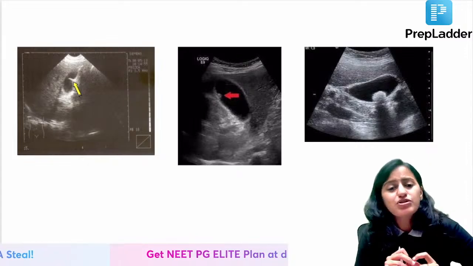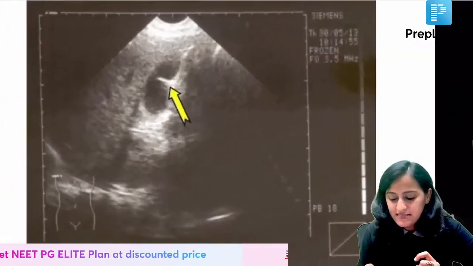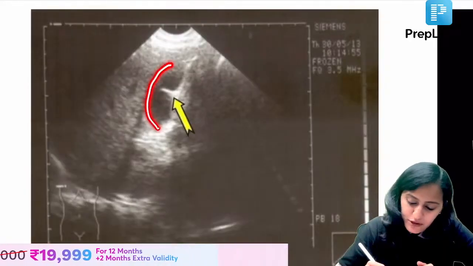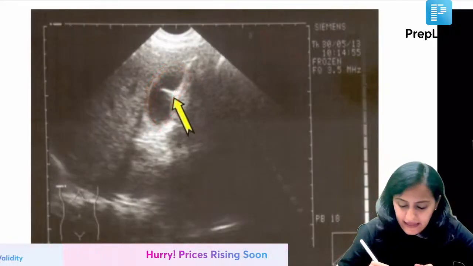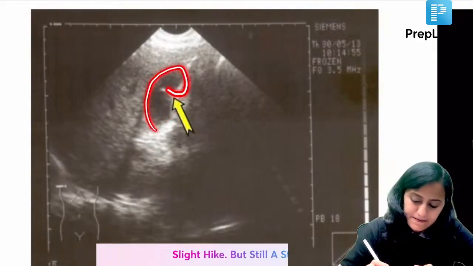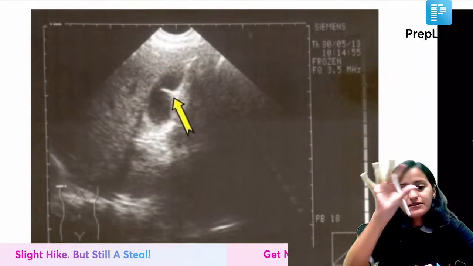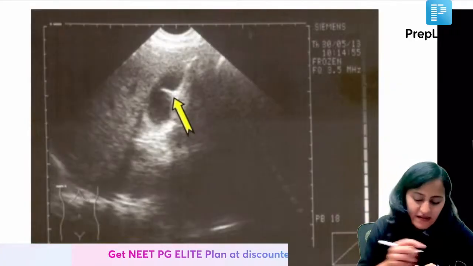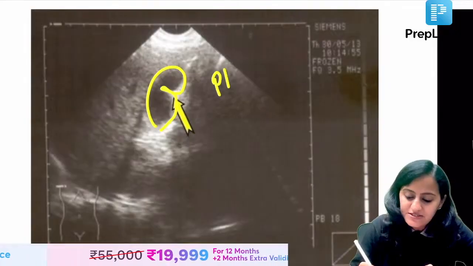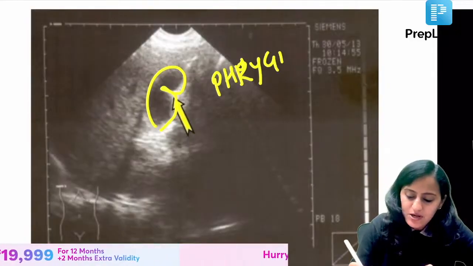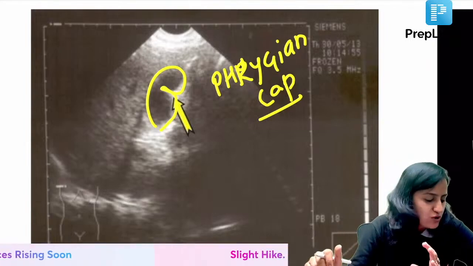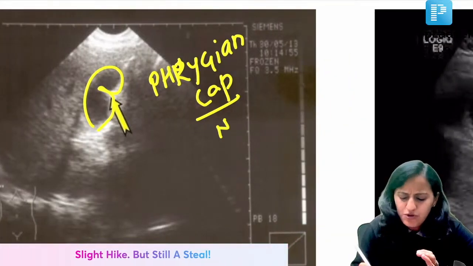Next one. Coming to 3 important gallbladder pathologies. This was asked in one of the recent exams. What are you seeing here? The black fluid-containing structure is the gallbladder, and in the gallbladder there is a fold-like thing that you are seeing. What is this called? Aisa fold jaisa dikh raha hai, the gallbladder is folding. Very good. This is called Phrygian cap. Okay, this is called Phrygian cap, which is just a normal variant in the shape of the gallbladder.